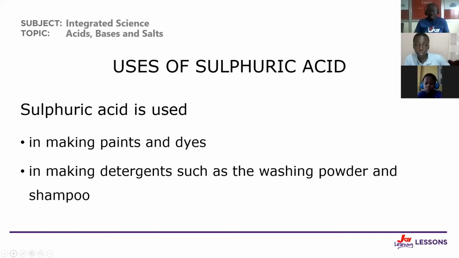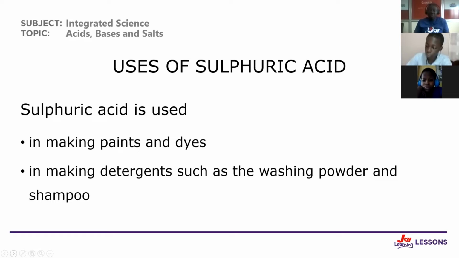So the last acid left to discuss was sulfuric acid. It has a chemical formula H2SO4. So we have H2SO4. Sulfuric acid is very corrosive and it's a mineral acid. This means that it's made from substances dug from the earth's crust.